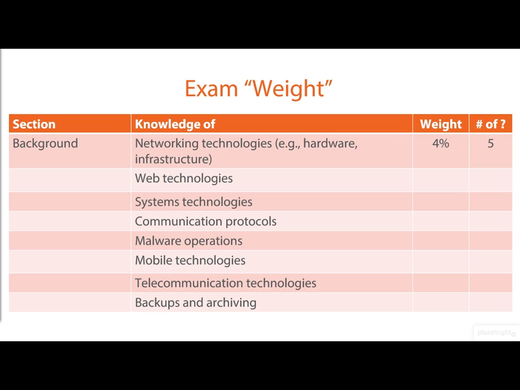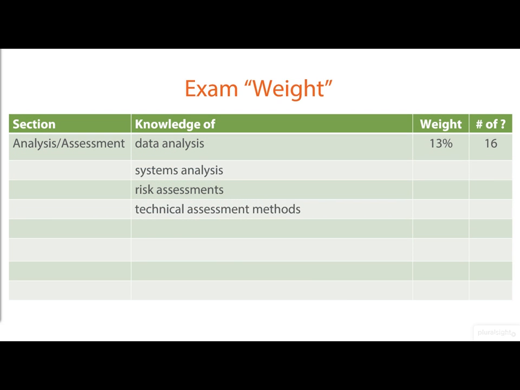There are certain sections of the exam that cover certain technologies or certain theories more heavily than others. And I've gone through here, I've got a chart here for you that you can see that you're going to get about 5 questions when it comes to the knowledge of network technologies, web technologies, the backgrounds, system technologies, communication protocols, malware operations, all these items here. It's only about 4% of the exam itself. When it comes to analysis and assessment, data analysis, system analysis, risk assessments, technical assessment methods, this is about 13%. And so you'll see about 16 questions around these subjects.